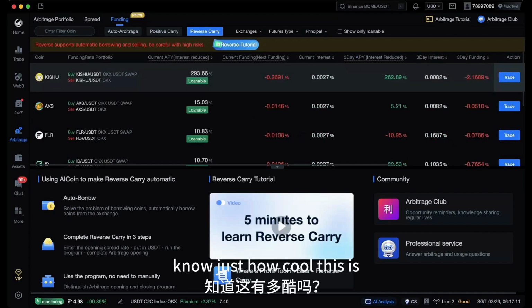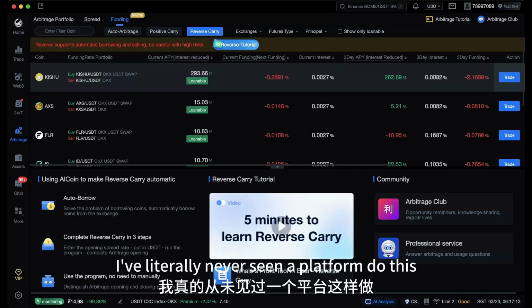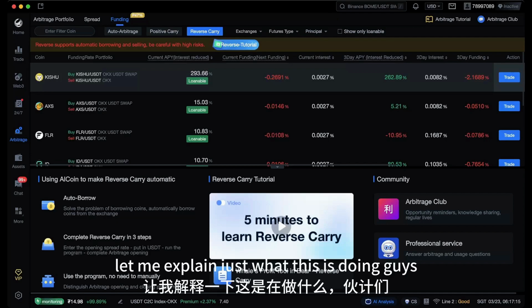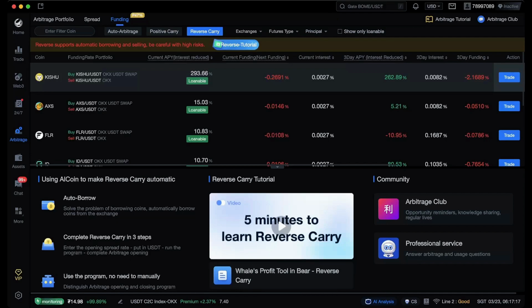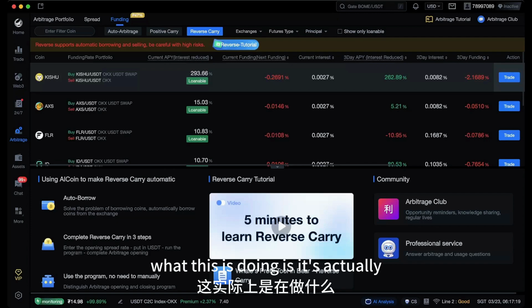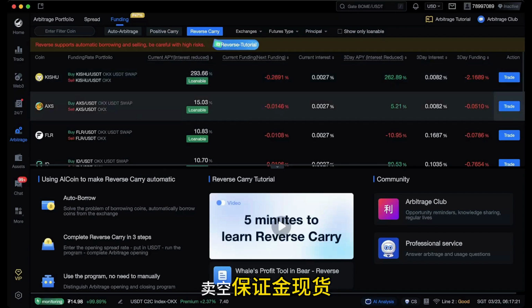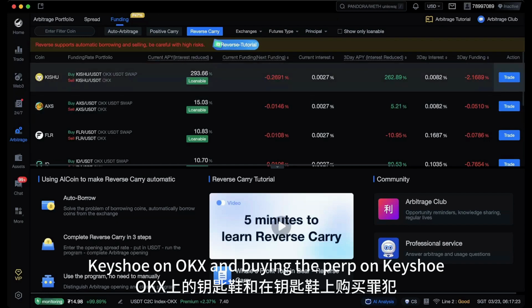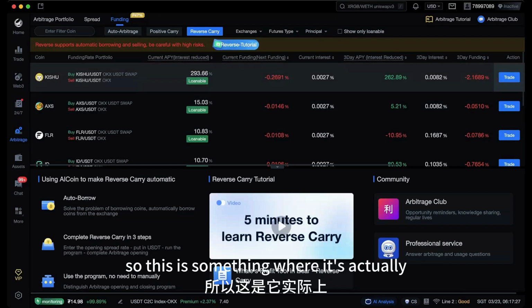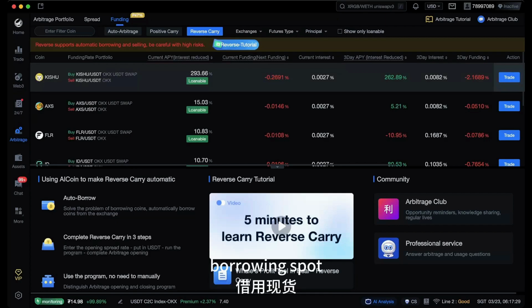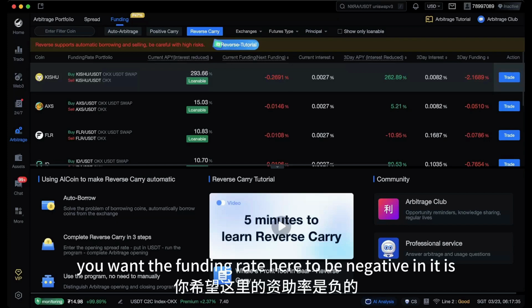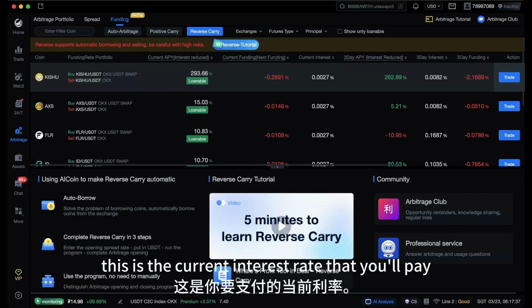And reverse carry is actually really interesting. Look at this. I don't know if you know just how cool this is. I've literally never seen a platform do this. Let me explain what this is doing, guys. It's actually shorting margin spot Kishu on OKX and buying the perp on Kishu. So this is something where it's borrowing spot and then trading with futures to make a trade.